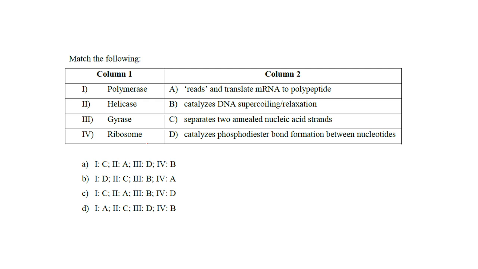So what does the polymerase do? Polymerase catalyzes the phosphodiester bonds between the nucleotides. So one is D. Two is helicase that separates two annealed nucleic acid strands. Gyrase catalyzes DNA supercoiling and relaxation, and ribosome reads and translates mRNA to a polypeptide.